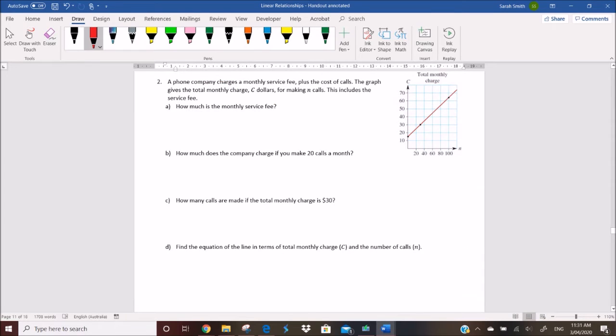A second example here, a phone company charges a monthly service fee plus the cost of calls. The graph gives the total monthly charge, C, in dollars for making N calls. This includes the service fee.